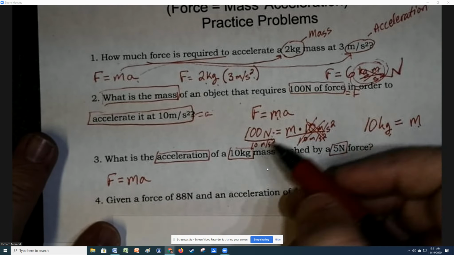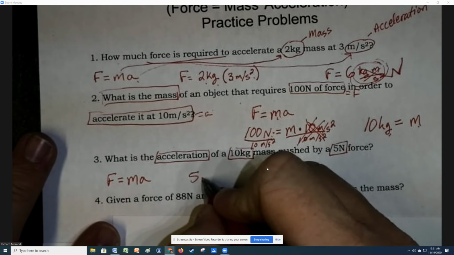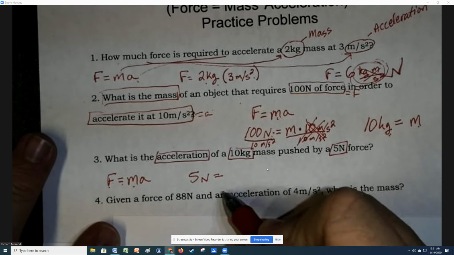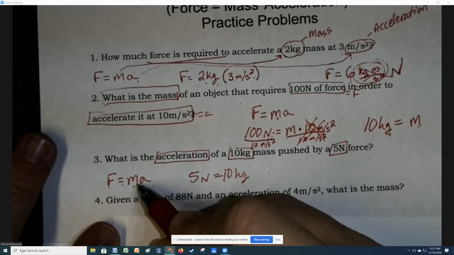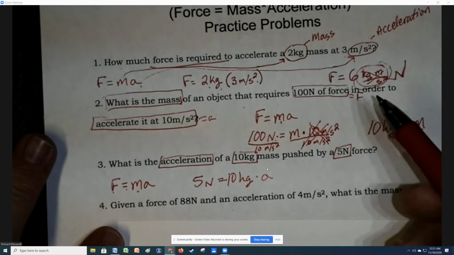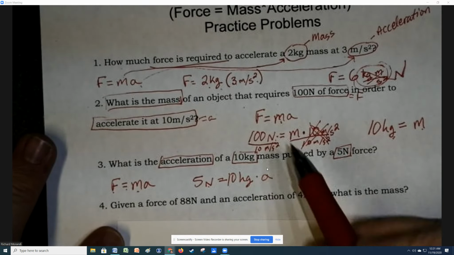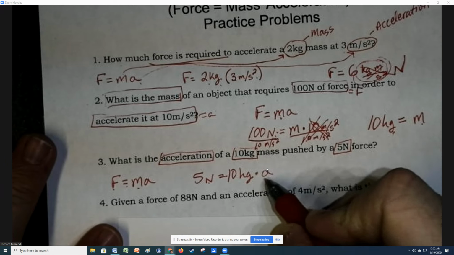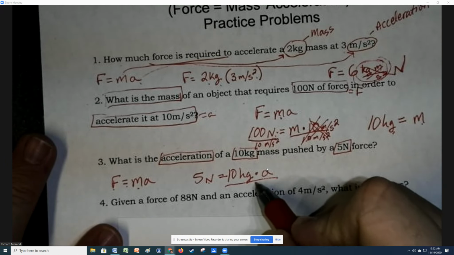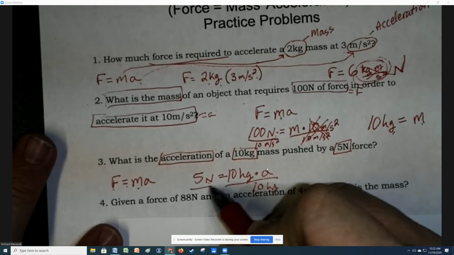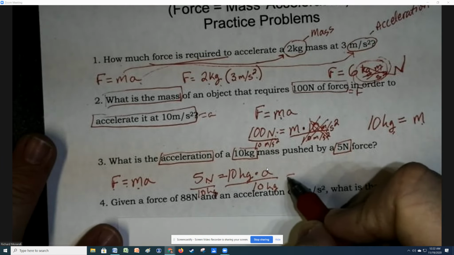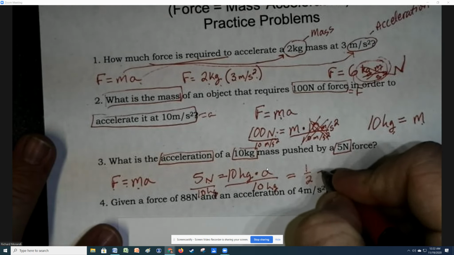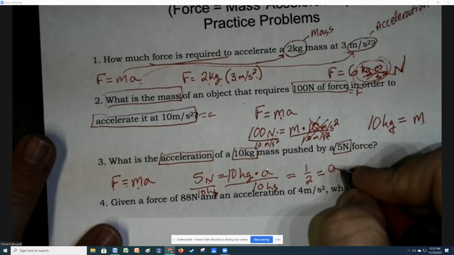I fill in what I already know. I know I'm looking for A. I know my force is 5 newtons, that's my force, equals my mass, 10 kilograms, times my acceleration. 5 newtons equals 10 times what number? Well, I need to get the A alone, and the A is right now multiplied by 10. Undo that multiplication with division: divide this side by 10 kilograms. And I end up with 5 divided by 10, or 1/2, equals my acceleration.